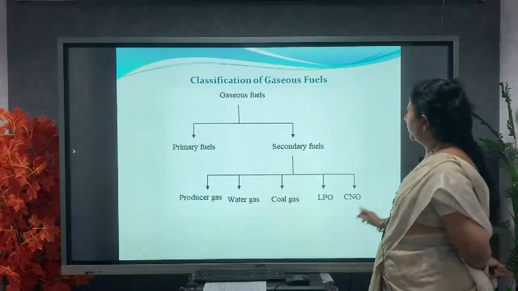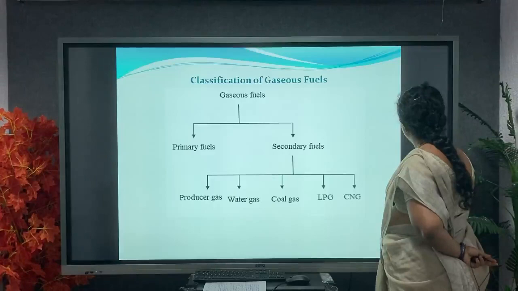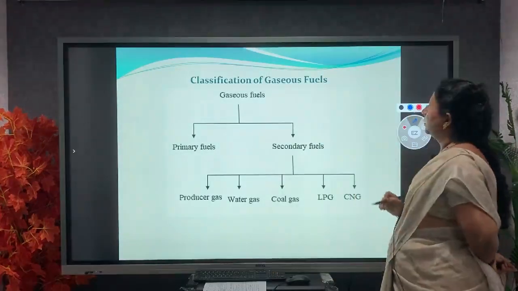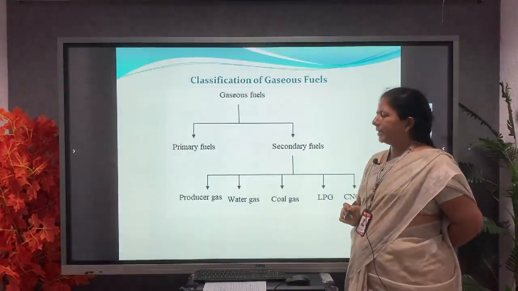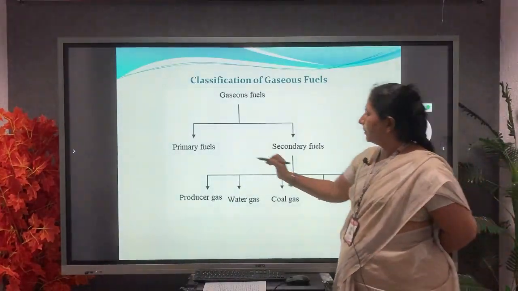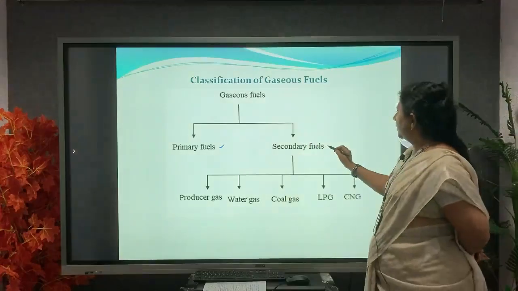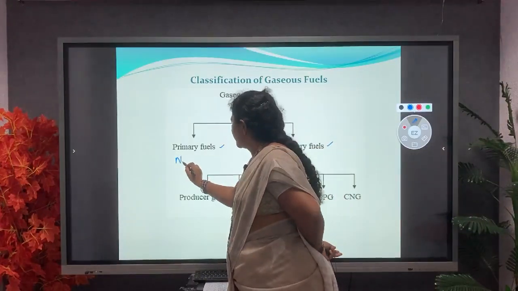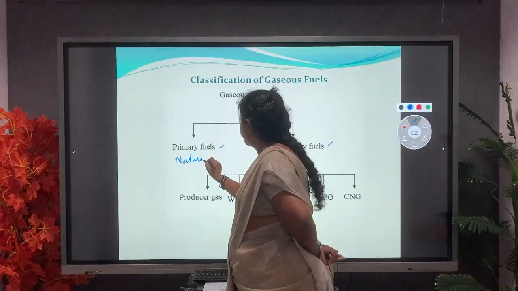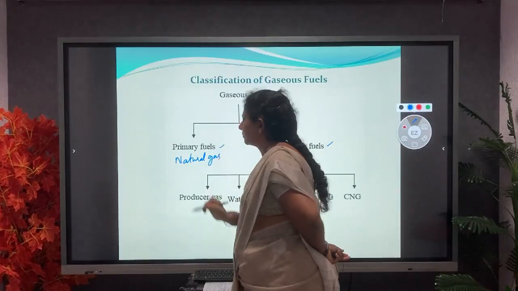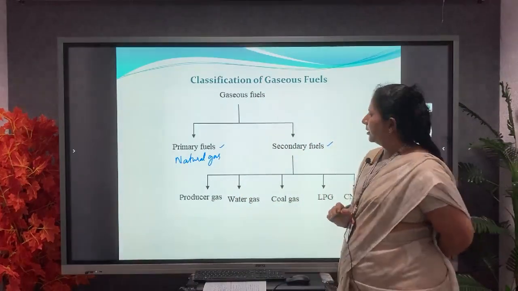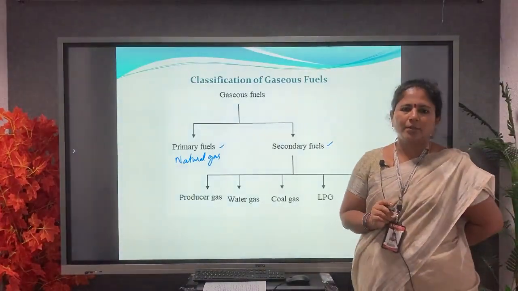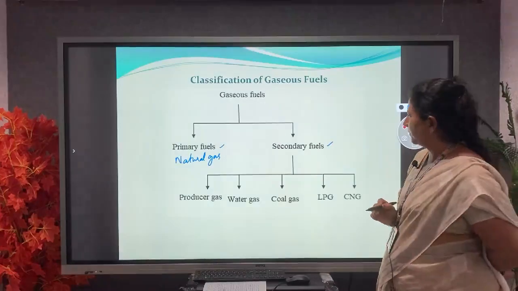So coming to the classification of gaseous fuels. Gaseous fuels are basically classified into two types: primary fuels and secondary fuels. An example for primary fuels is natural gas. Like coal and petroleum, this natural gas also occurs in the interior of the Earth's crust.